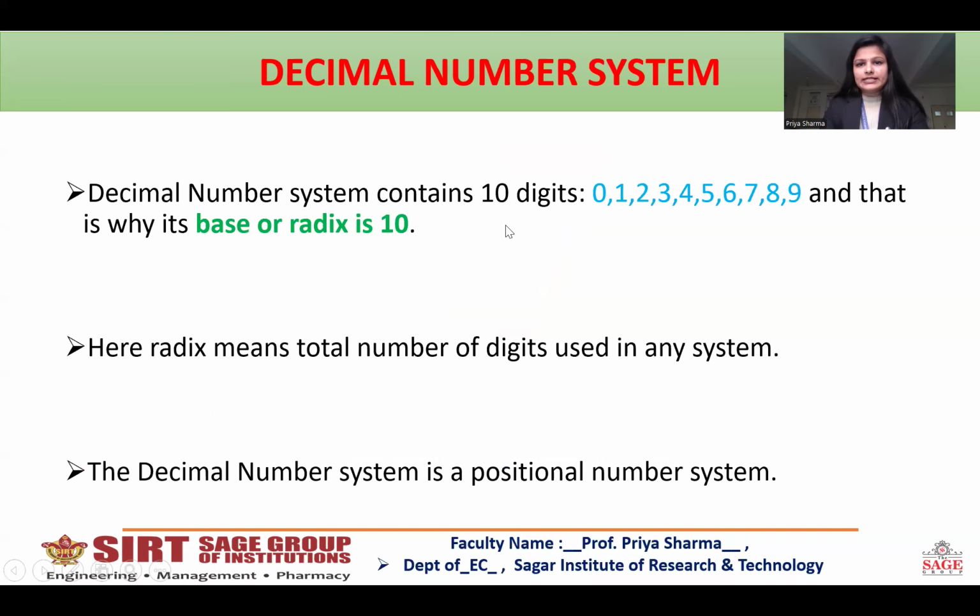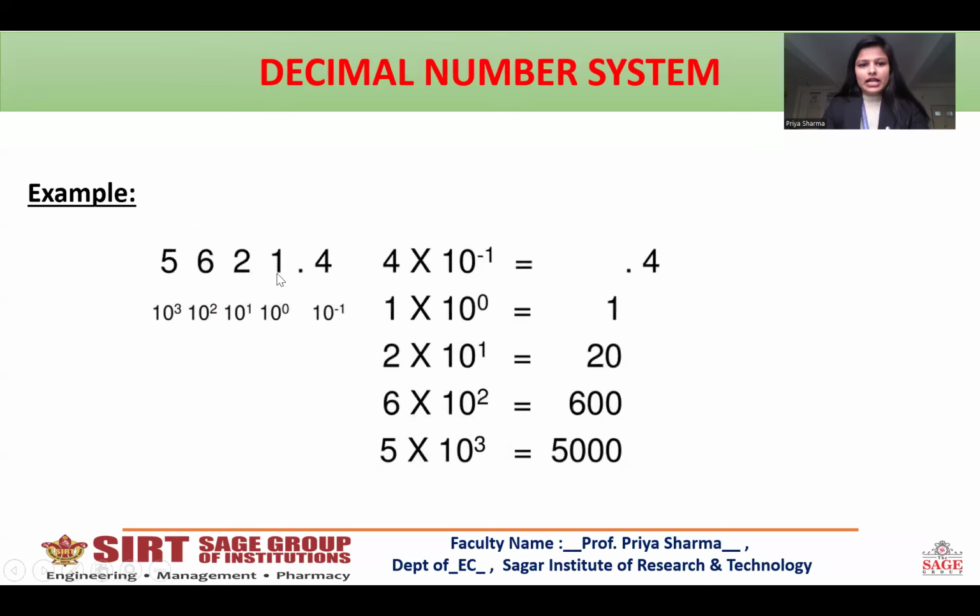Decimal number system contains the 10 digits from 0 to 9, and that is why its base or radix is 10. Here radix means the total number of digits which are used in any system. The decimal number system is a positional number system. So here I have taken one example to convey what the decimal number system is.